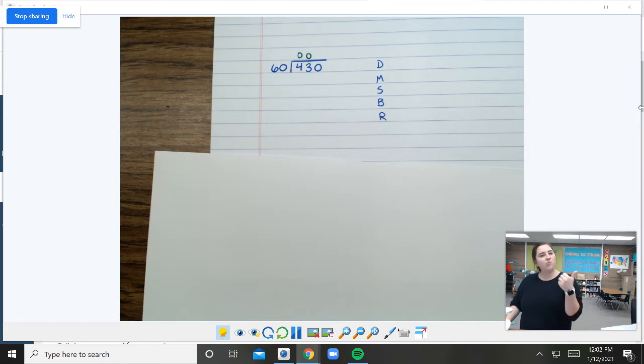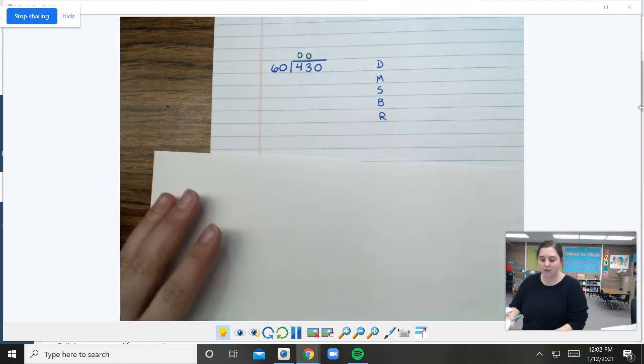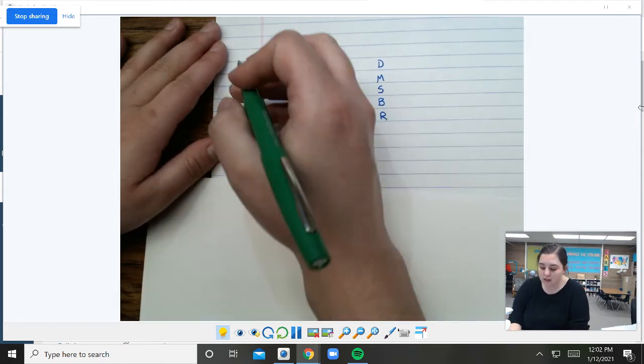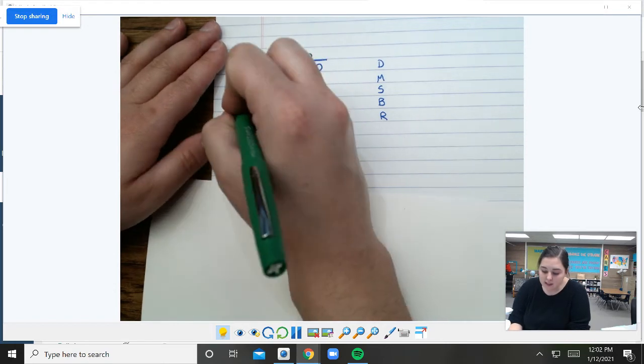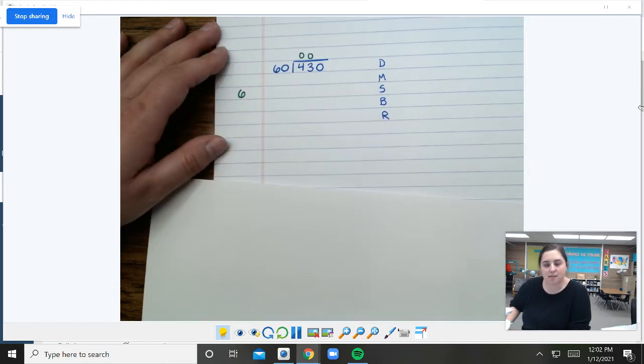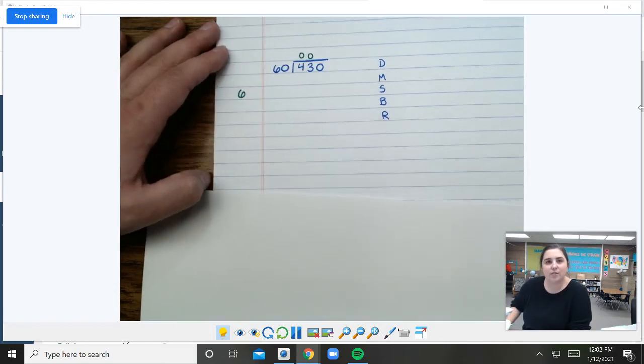60. What comes after 60 if I'm counting? If you're not sure, use your side. Instead of counting by 60, let's count by 6. It's okay to use the multiplication chart too.